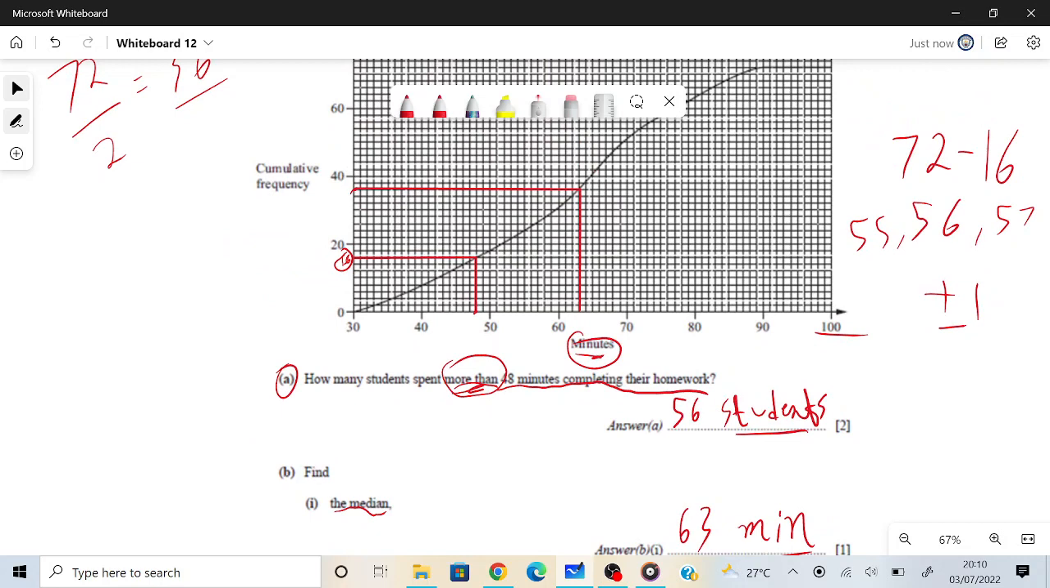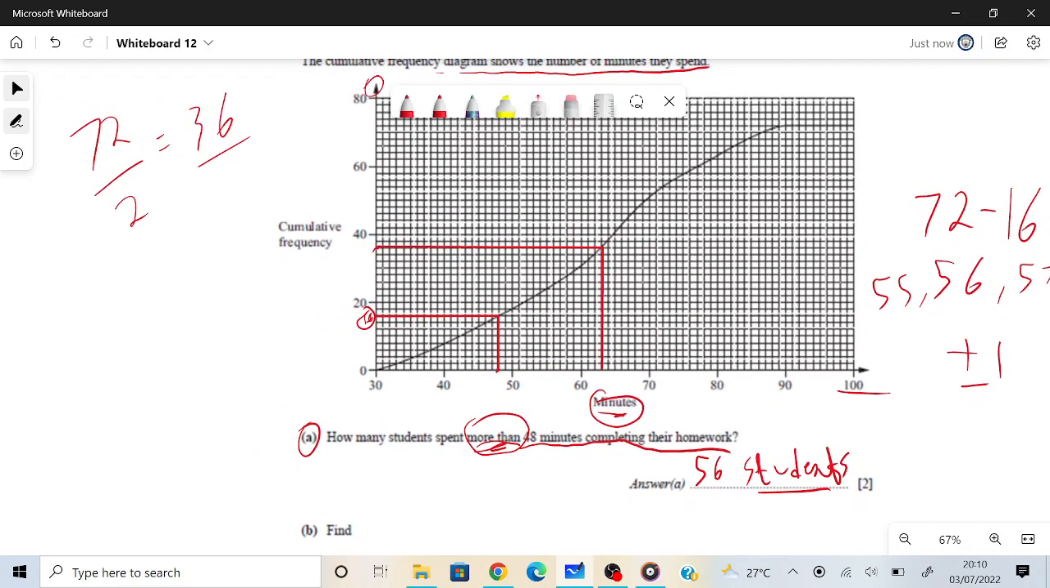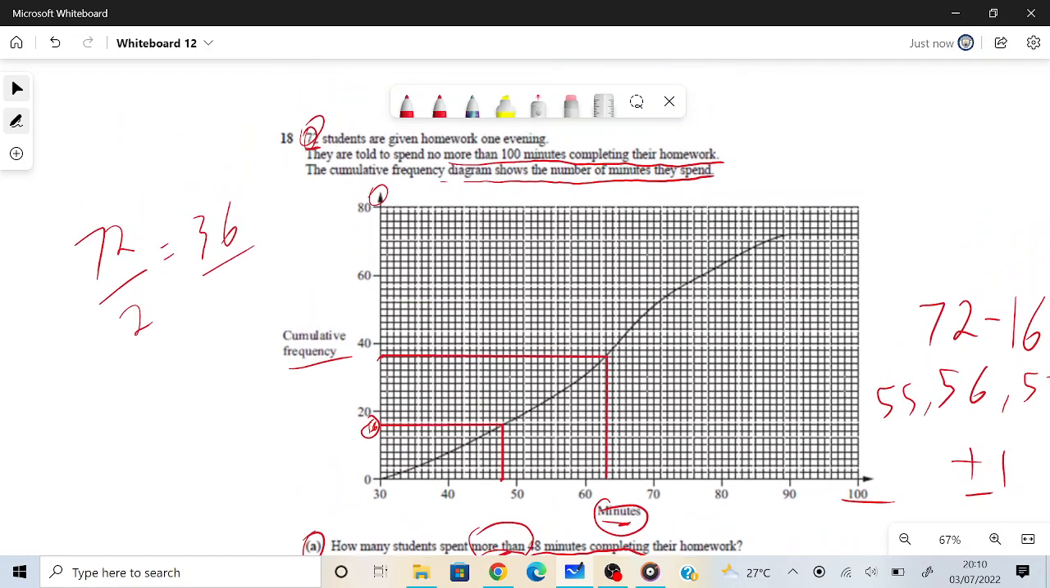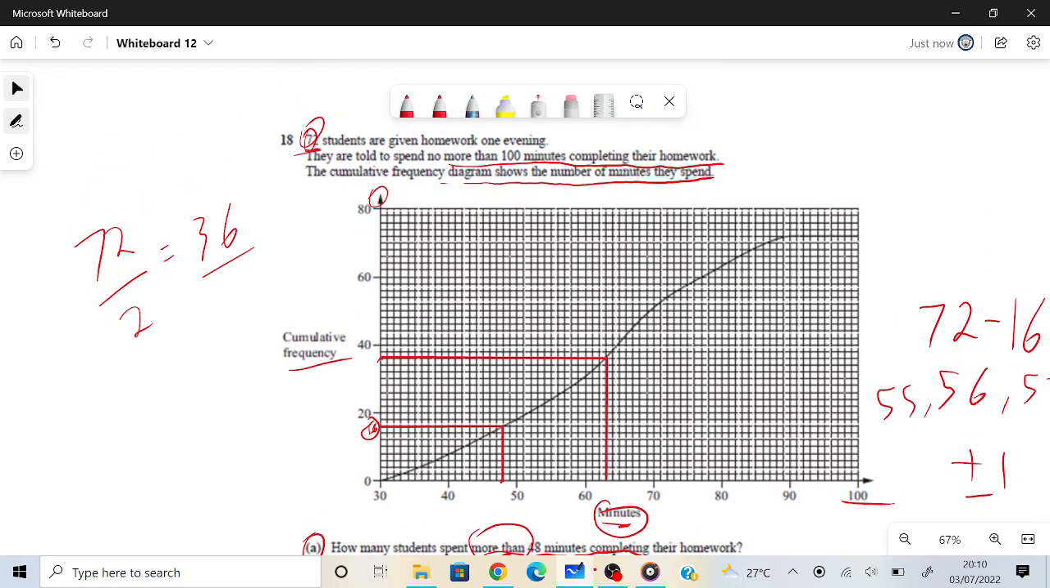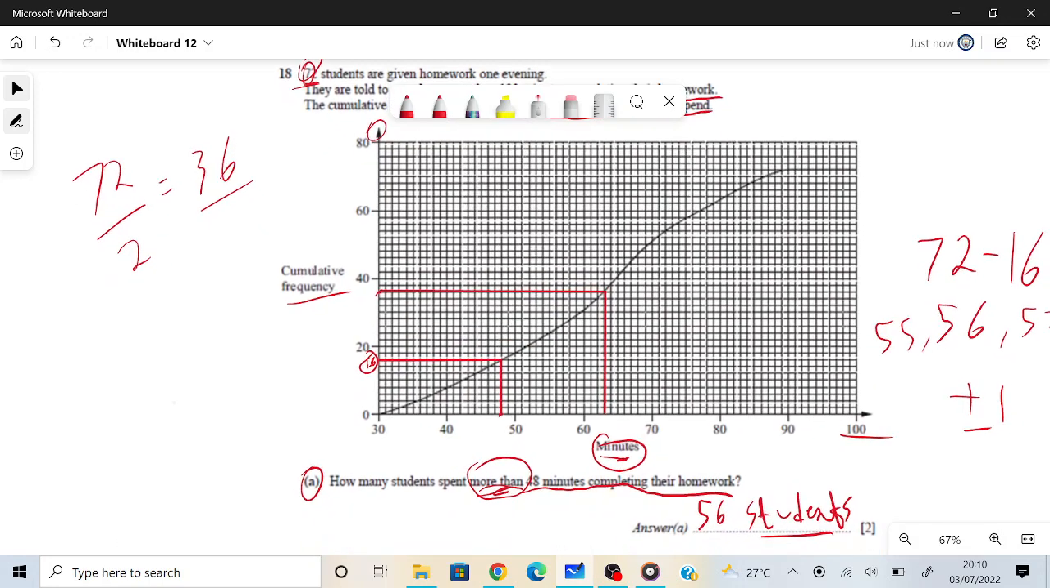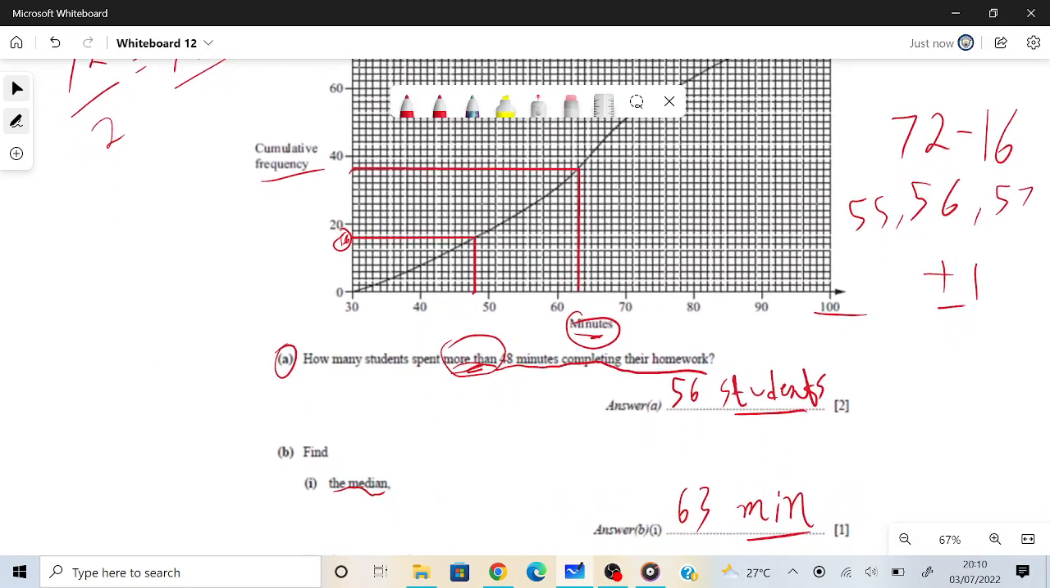So all we did for the median was go to the half of the cumulative frequency, just divide your cumulative frequency, which in this case was 72, by 2. Whatever you get, find that on the y-axis, trace it to the graph, and then trace it back to the x-axis, and you will find your answer.